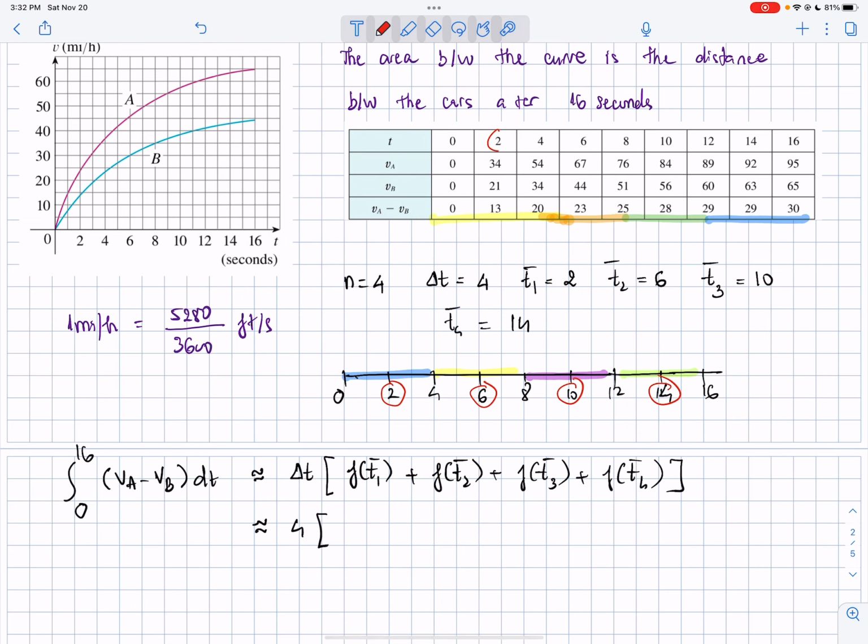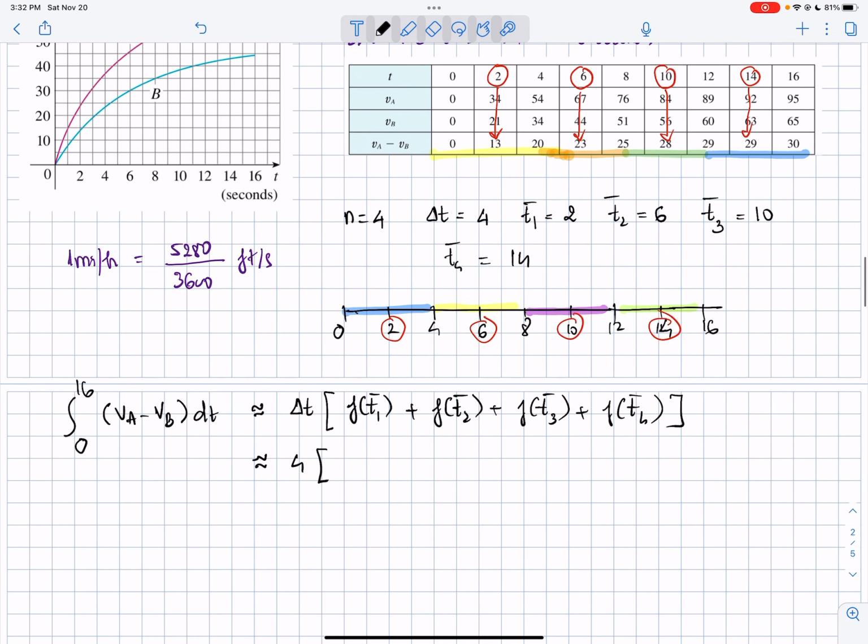So f of t1 at 2 is 13. At 6, it is 23. At 10, it will be 28. At 14, it will be 29. So the t values we plug in are 2, 6, 10, and 14, and the heights will be 13, 23, 28, and 29. Then we add the numbers, so we get 93, and we multiply them, so we get 372 feet.